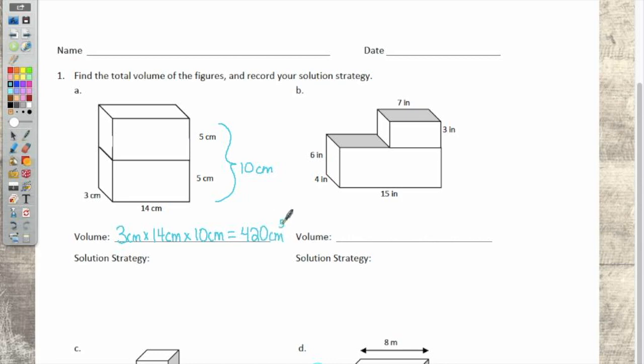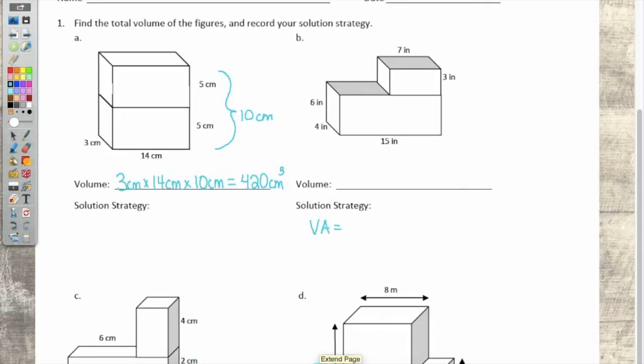Now the rest are going to be a little different because we can't just add up one side. They're not stacked on top of each other. So let's take a look at B. B's a little different. For B, I'm going to have the volume of A. I'm going to put it down here. The volume of A, and then I'm going to have the volume of B. So let's call these A and B.